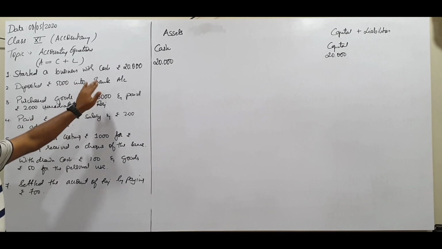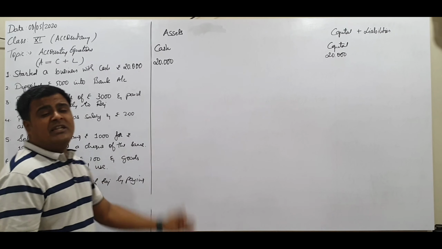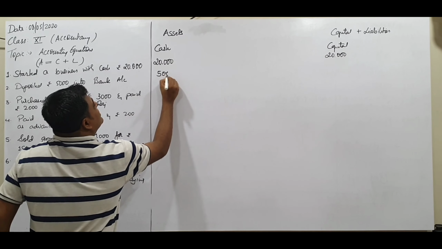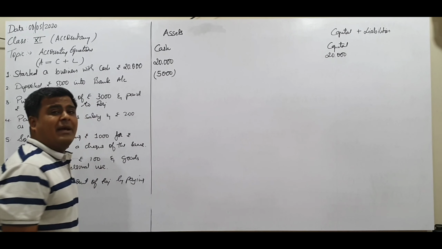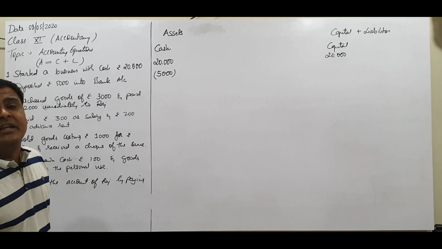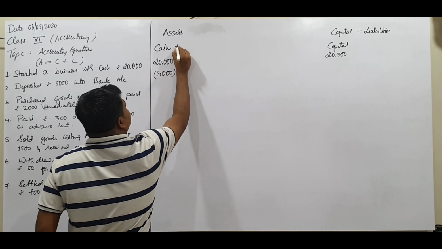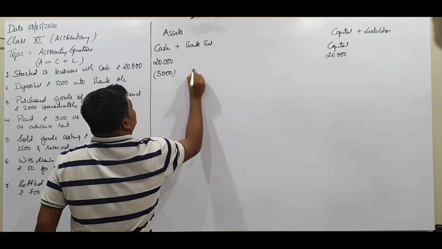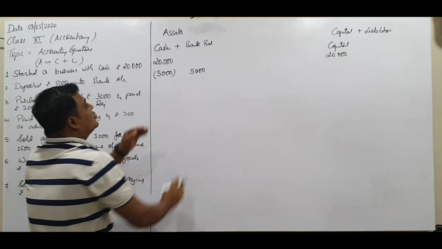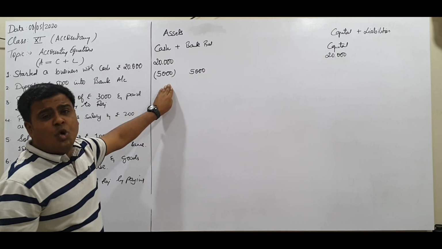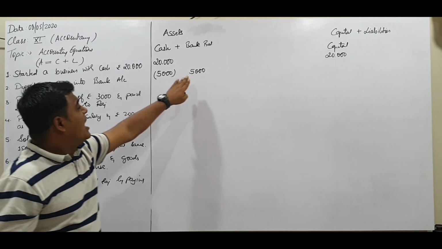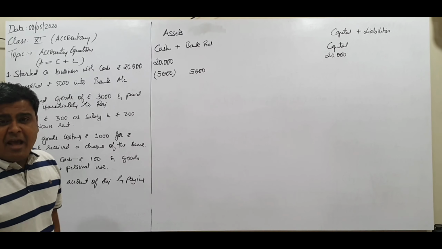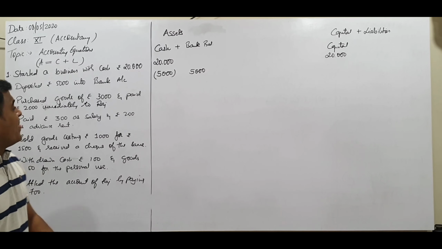Let us see one more transaction. Deposited rupees 5,000 into bank. Remember, we have deposited rupees 5,000 into bank. That means cash balance will reduce. Cash balance is decreased and bank balance will increase. Bank balance is also an asset. So here bank balance 5,000. So on the asset side there is no change. 5,000 is subtracted and 5,000 is added, and there is no effect on the liability side as no liability is created or no capital is added.